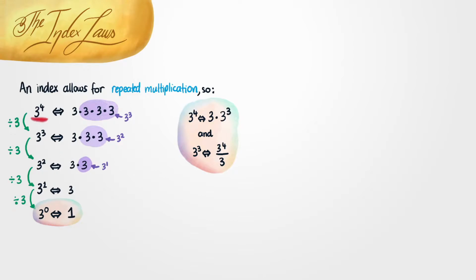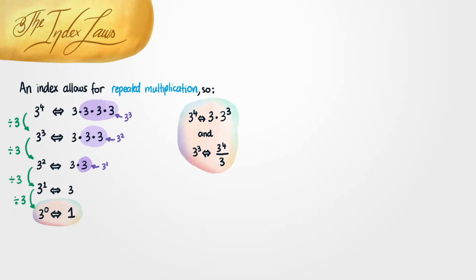3 to the power of 4 can be thought of as 1 times 3 times 3 times 3 times 3. 3 to the power of 3 can be thought of as 1 times 3 times 3 times 3, and so on. Well then that means 3 to the power of 1 is just 1 times 3. If we divide by 3, then we just get these to go away, and you're left with the number 1.